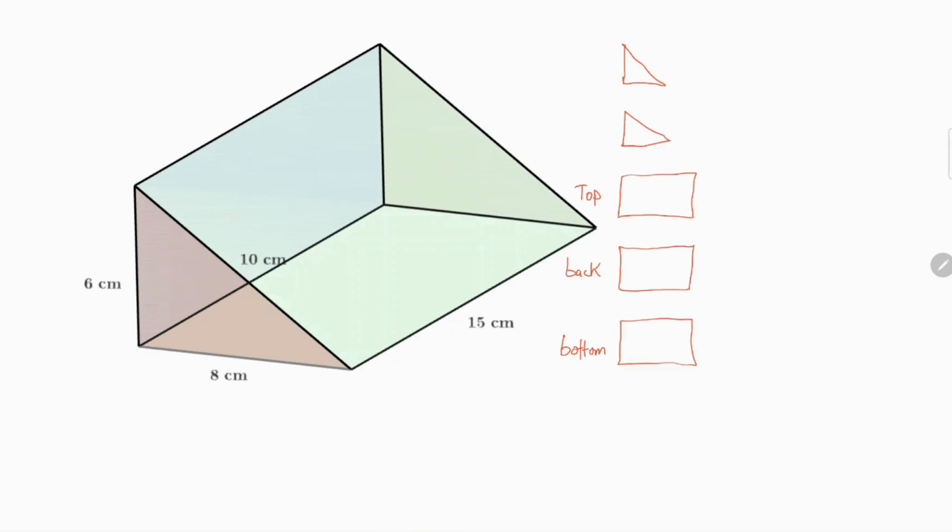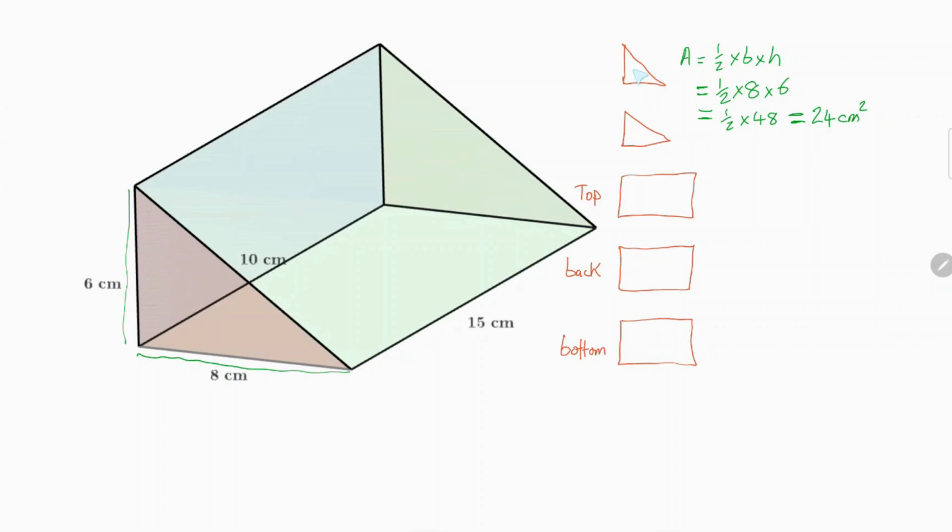So I've drawn all of the faces on the triangular prism. So let's start with finding the area of each triangle. To find the area of a triangle, it's half times base times height. The height here is 6. The base is 8. So we're going to say half times 8 times 6, which is half times 48. Half of 48 is 24, so 24 centimeters squared.